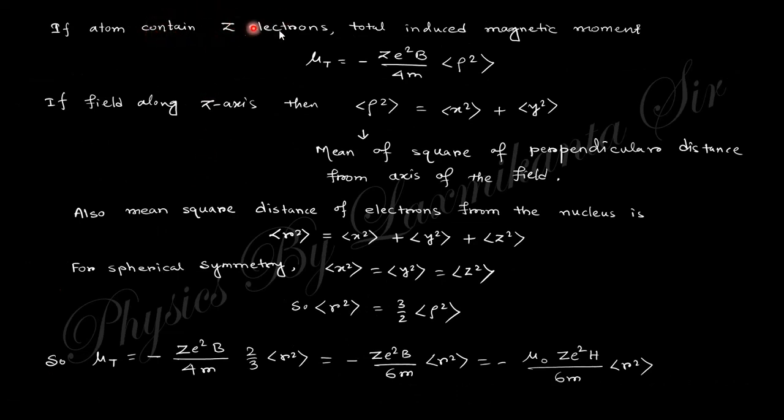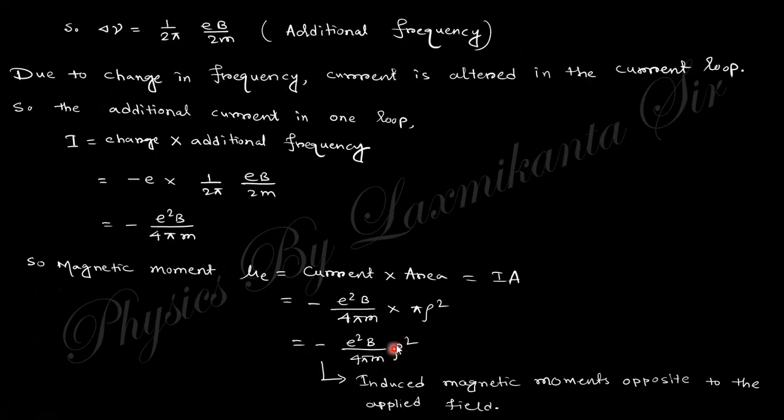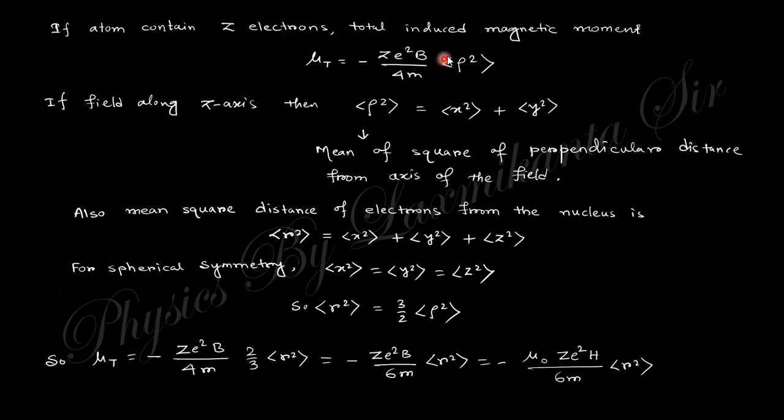If an atom contains Z electrons, the total induced magnetic moment will be like that, because for a single electron, so for Z number of electrons like that. So if the field is along the Z direction, rho square equals the mod of x square plus the mod of y square. That is the mean square of the perpendicular distance from the axis.